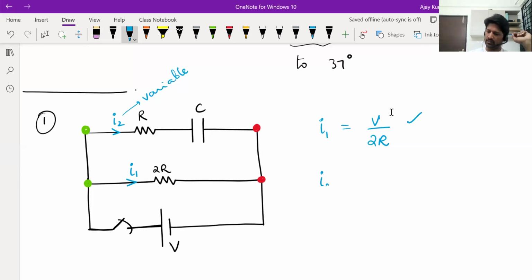Can one of you tell me the equation for I2? It's like a battery of voltage V is connected across that branch. How much current will flow in that branch? That's the question.